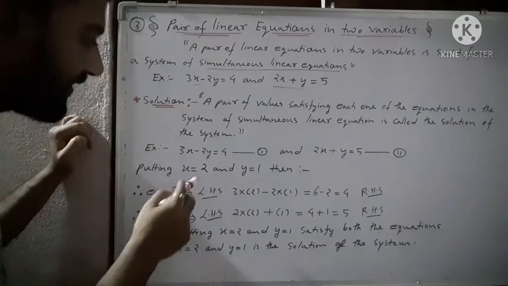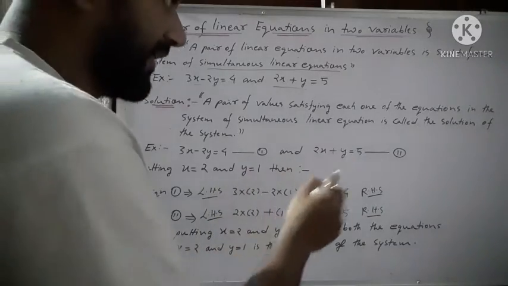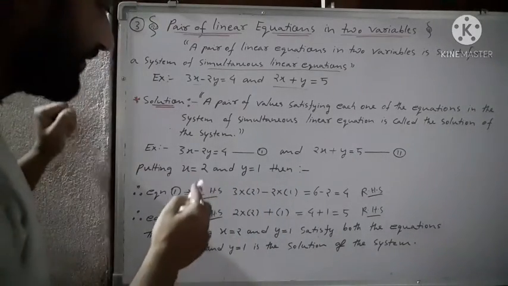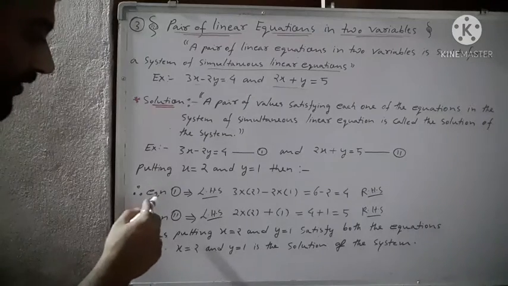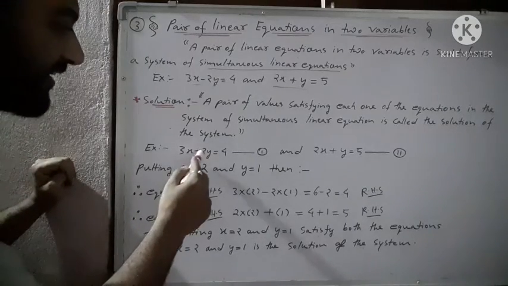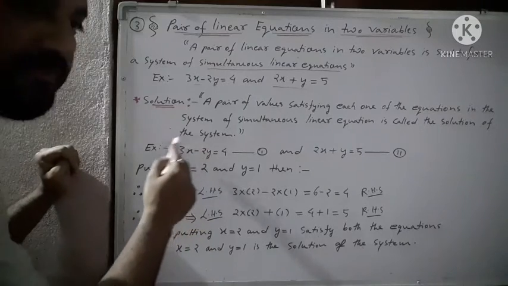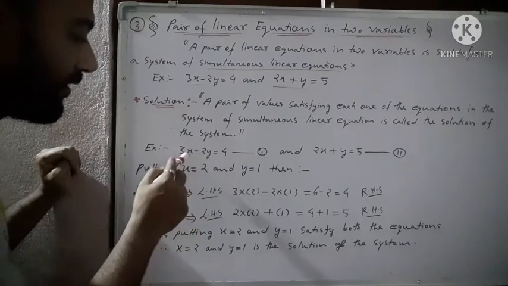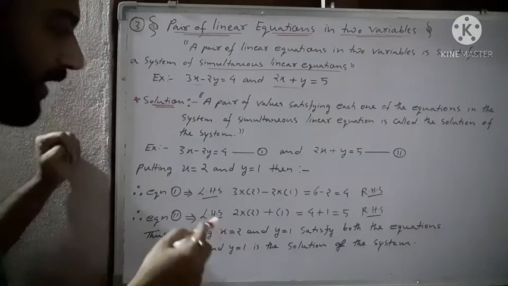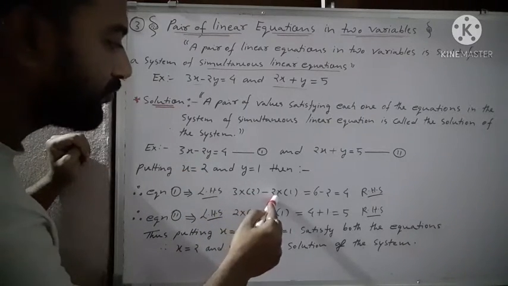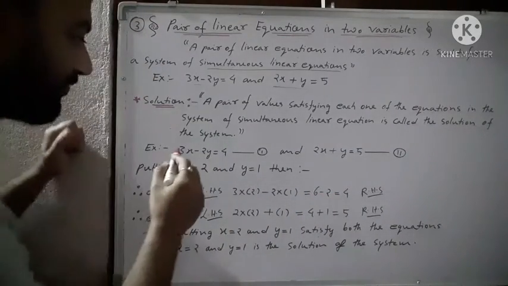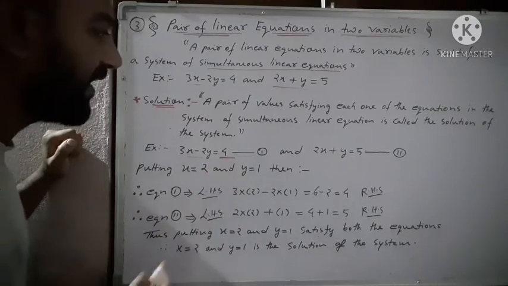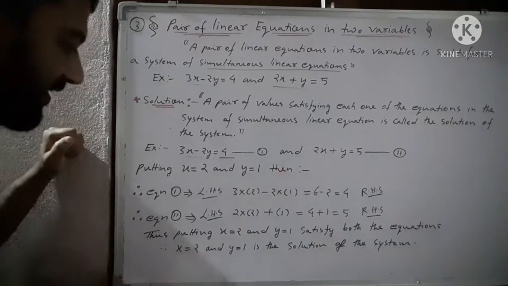Now putting x is equal to 2 and y is equal to 1, what will happen? If we substitute 2 in place of x and 1 in place of y, let's check. Equation 1, that is 2x minus 2y is equal to 4: you take the LHS part, that is 2x minus 2y, and substitute 2 in place of x and 1 in place of y. So 2 into 2 minus 2 into 1 is equal to 4 minus 2, which is 2... which is the RHS. First we consider the LHS and we obtain the RHS. Therefore it is satisfied.